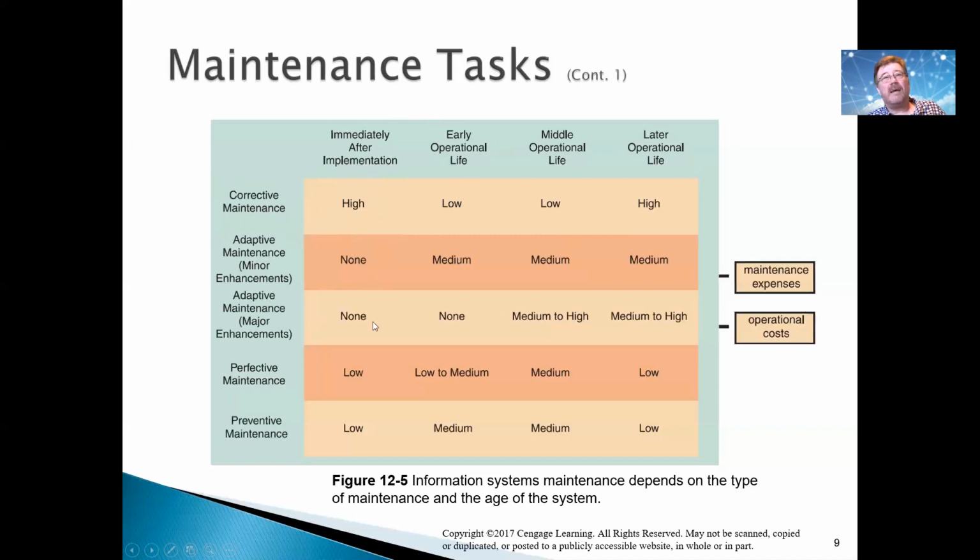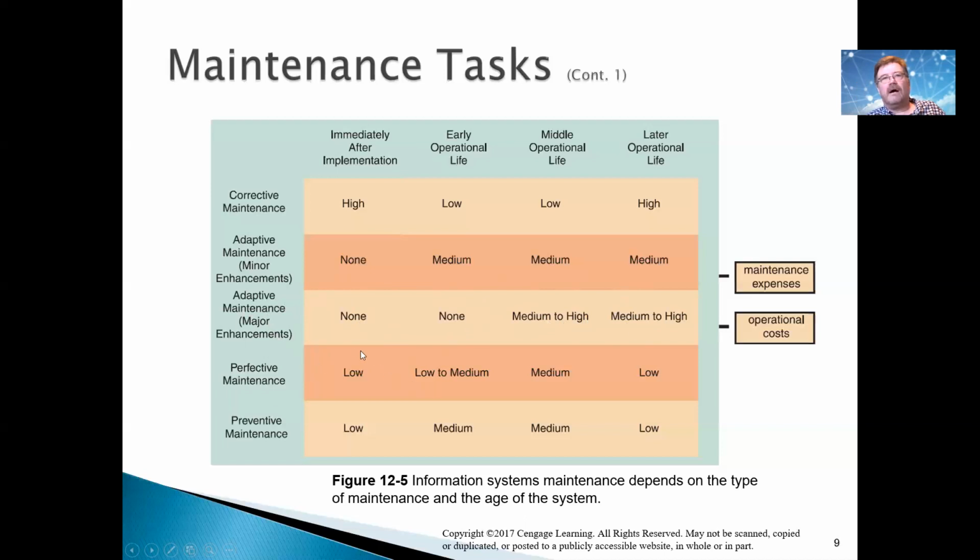Adaptive, you hope in the beginning when you turn on, you don't have to do any adapting, right? And then you might find minor enhancements, you might have to do some stuff right up through the end. For major enhancements, you hope again for the early part of the life that you don't have to do any because you just designed it. If you did your requirement gathering in earnest and did a good job, this really should be pretty minimal in the beginning. And then it starts to evolve as you get a bit later.